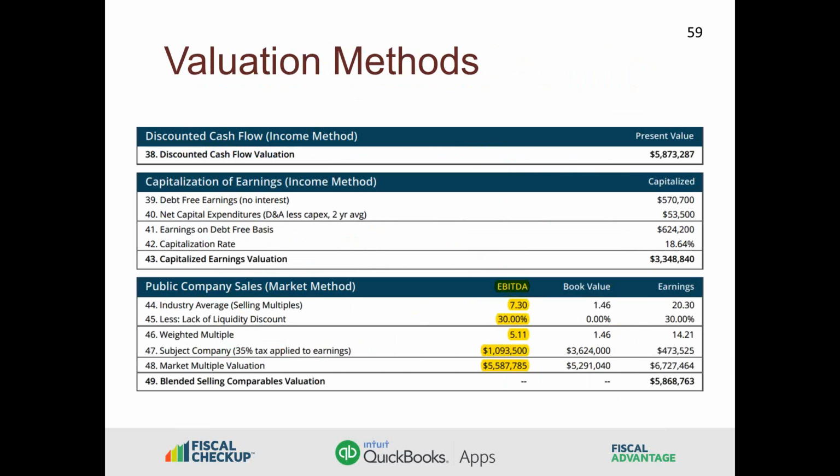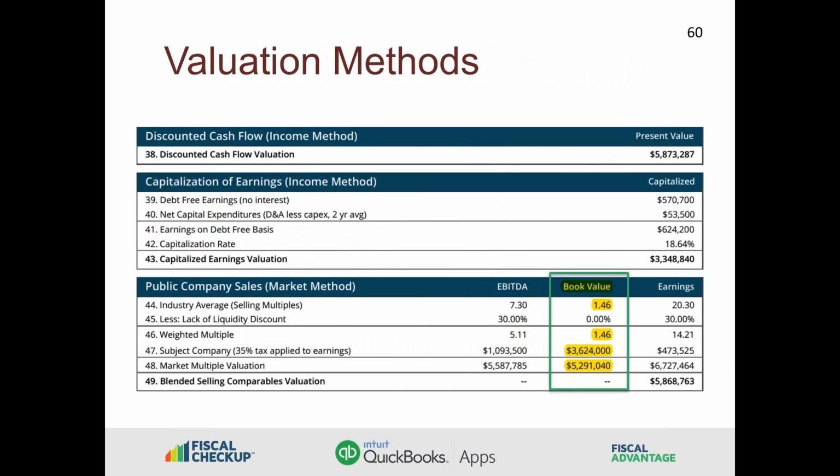So as we look at the 3 different selling comparables methods using our multiples from our composite index, the first market method is the multiples of EBITDA. Since the multiples are for public companies, as I mentioned before, there's generally about a 30% discount because of the lack of liquidity of the shares of a private company. The $1.1 million in EBITDA listed on line 47 includes those income statement adjustments that we previously entered, and this method results in a value of around $5.6 million.